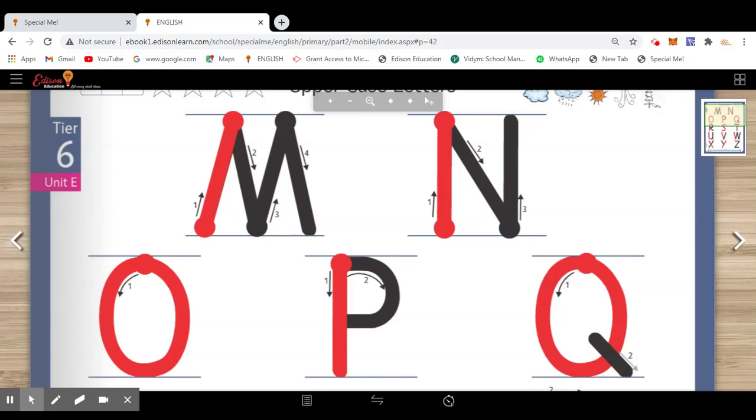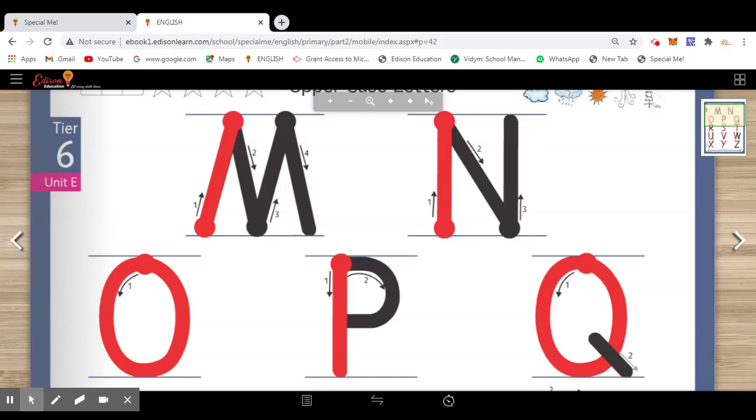B, B, B. Popcorn popping in the pan. Ba, ba, ba. Popcorn popping in the pan. Ba is the sound of B.